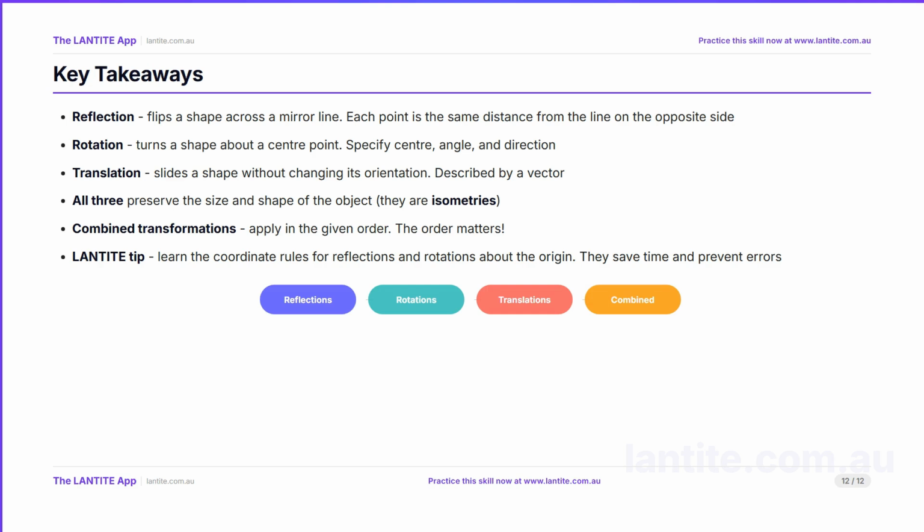Let's recap the key ideas. A reflection flips a shape across a mirror line. A rotation turns a shape about a center point, and you must specify the center, angle, and direction. A translation slides a shape without changing its orientation. All 3 transformations are isometries, meaning they preserve the size and shape of the object.